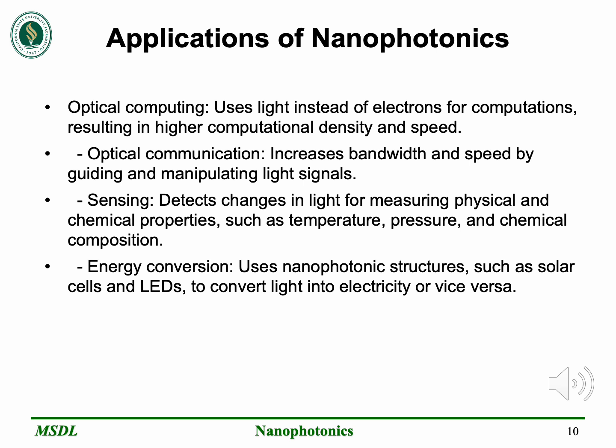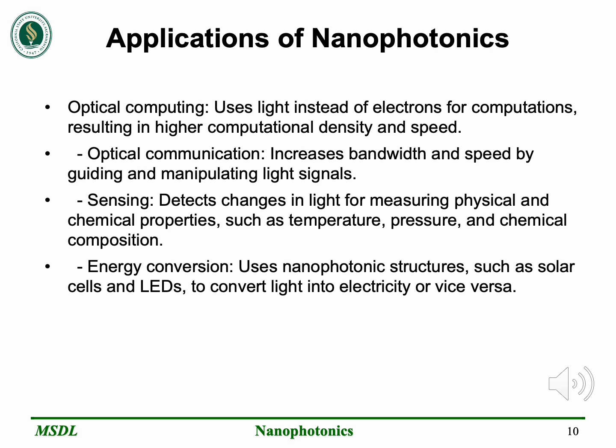Nanophotonic sensors can detect changes in light, allowing for the measurement of various physical and chemical properties such as temperature, pressure, and chemical composition. For example, nanophotonic sensors can be used to detect the presence of specific chemicals in the environment such as pollutants or toxins.